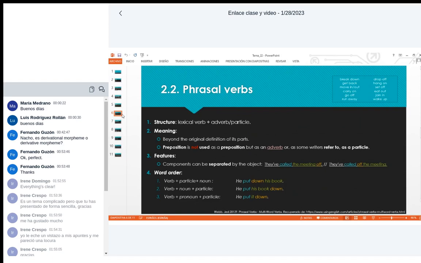Now, the word order accepted by phrasal verbs is multiple. We have the verb plus the particle plus the noun: He put down his book. Or the verb plus the noun plus the particle: He put his book down. Or the verb plus the pronoun plus the particle: He put it down. So phrasal verbs are considered more informal. We can use them and we can separate them without any problem and without any worry of modifying the current meaning of the word or the sentence.